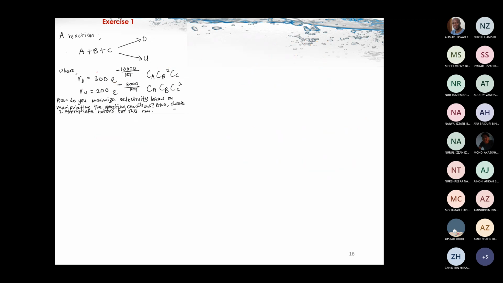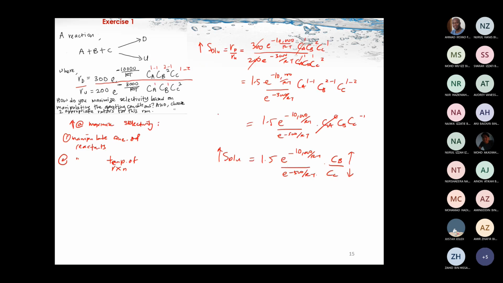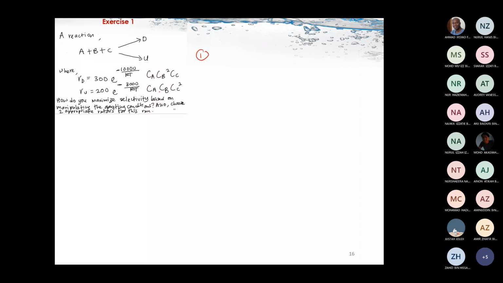So daripada situ, you boleh tulis kat sini lah, analyze satu. So untuk A pula tak ada signifikan pun sebab A tu kalau you tengok dia tak ada dah dalam equation ni, so tak ada changes. So daripada situ kita boleh cakap changing concentration of A will not affect selectivity. Okay, and then kita tengok pula concentration dekat B. Macam mana kita nak maximizekan B tu. Okay, so concentration of B must be kept higher.